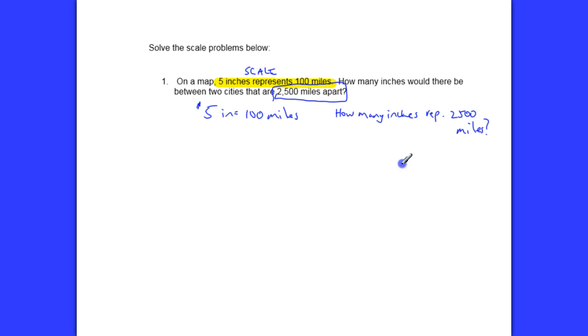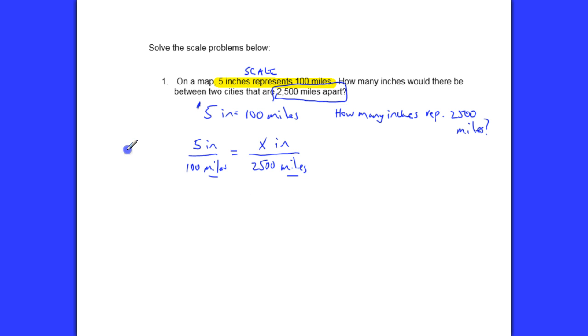That's what you're trying to find out. Okay, so we're going to use our trick. We're going to say, all right, 5 inches per 100 miles. That's equal to, well, I know I want it to be equal to 2,500 miles. Now look how I'm using the labels again to tell me where everything goes. I want to know how many inches, x inches, is equal to 2,500 miles.